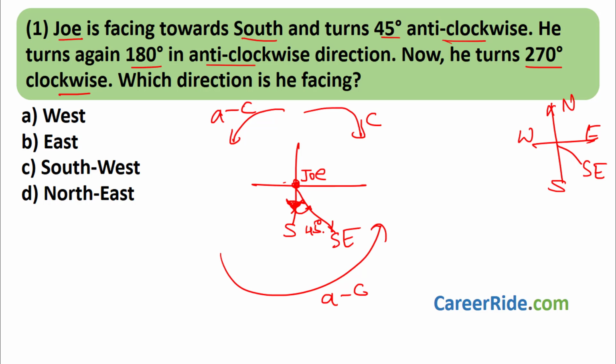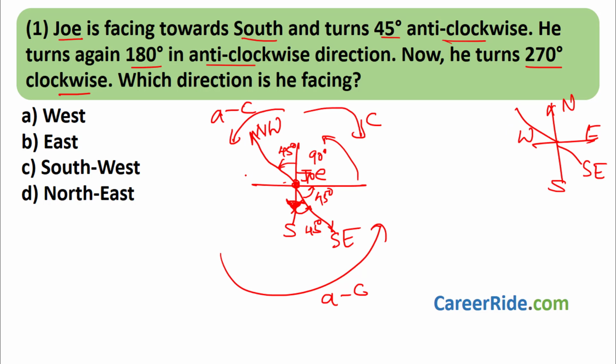He turns again 180 degrees in anti-clockwise direction. We have learned that when a person moves 180 degrees, the person goes in the exact opposite direction. But let us see again. So this is southeast, 45 degrees again. Now Joe wants to move 180 degrees anti-clockwise. So first 45 degrees plus this 90 degrees, that would be 135 degrees, and this 45 degrees, that would be 180 degrees. So a total of 180 degrees is traveled by Joe in anti-clockwise direction. So now Joe faces direction northwest.